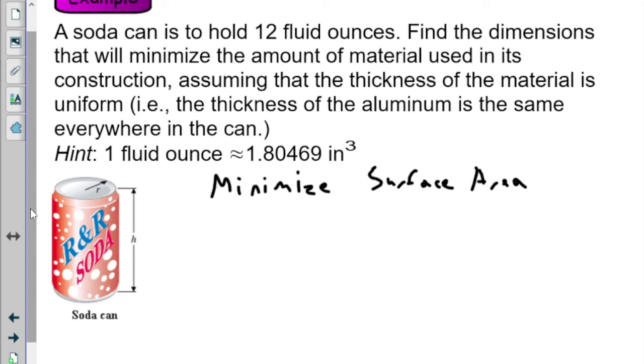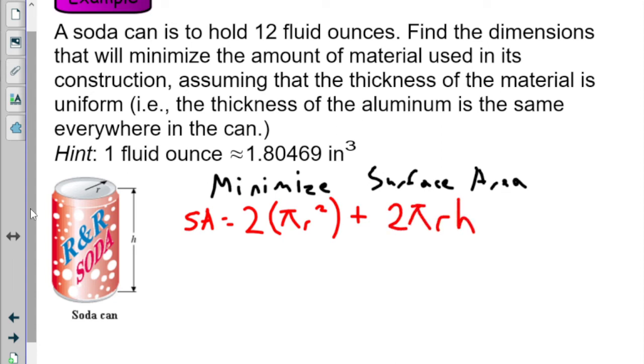And surface area of a cylinder is twice the area of the base plus our circumference of the base times our height. There we go.